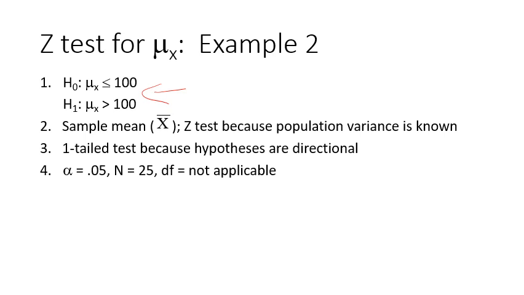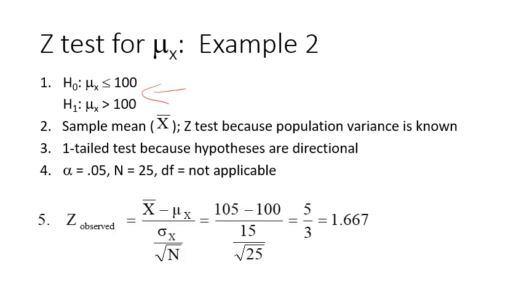Step 4 is exactly the same. Our alpha hasn't changed, our n hasn't changed, and degrees of freedom is still not applicable. And step 5 is exactly the same. That's because all of these values are independent of whether the hypotheses are directional or non-directional. From this point on, things will change, but up to this point, nothing is changed for calculating our z observed.